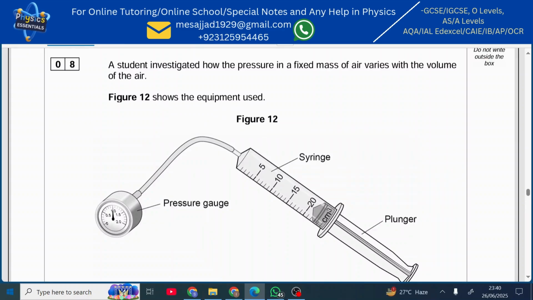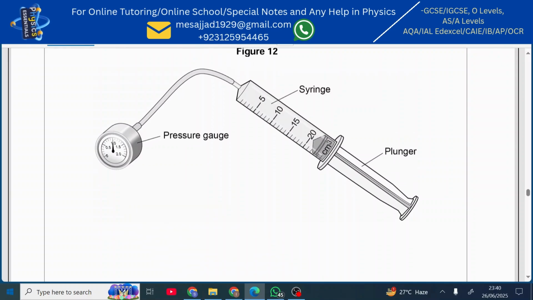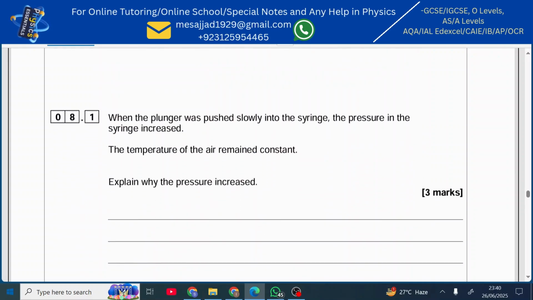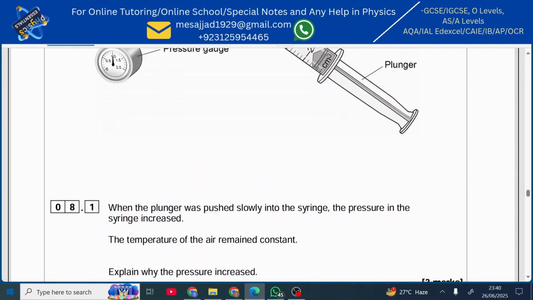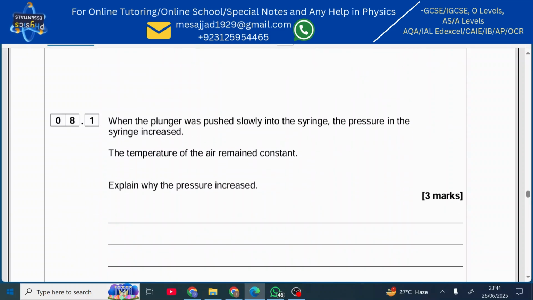A student investigated how the pressure in a fixed mass of air varies with the volume of the air. Figure 12 shows the equipment used. It's like a pump or a syringe. A syringe is like a mini pump for your football. When the plunger was pushed slowly into the syringe, the temperature of the air remains constant. Explain why the pressure increased.